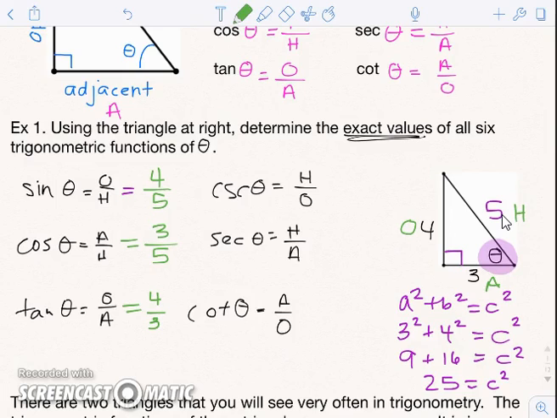So cosecant, which is hypotenuse over opposite, I either flip sine, that's one way to get it, or I can go to my triangle and say, okay, the hypotenuse is 5, my opposite is 4. Secant: the hypotenuse is 5, my adjacent is 3. Cotangent: the adjacent is 3, and the opposite is 4. So there are the exact values of all 6 trigonometric functions of that angle theta. Keep in mind, I don't even know what the measure of theta is, but I can find all 6 trigonometric functions.